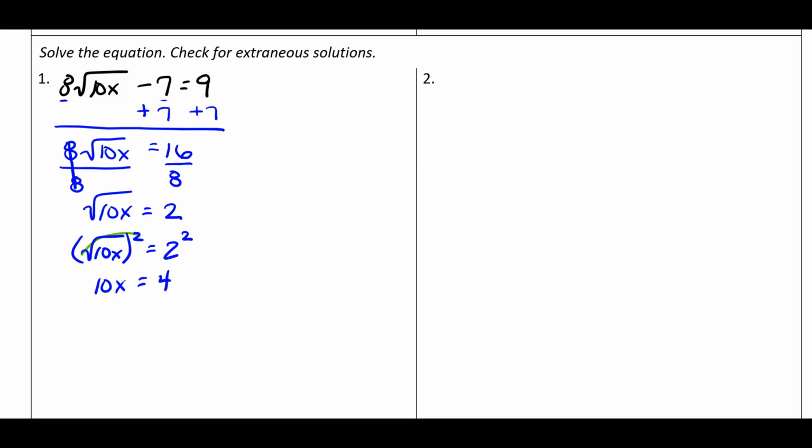And then our last step is to solve for x by dividing by 10. So we're going to reduce that. 4 divided by 10 is 2/5, or you could put a decimal, which would be 0.4. I would probably just stick with a fraction.